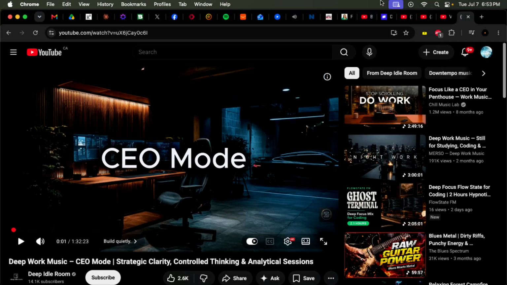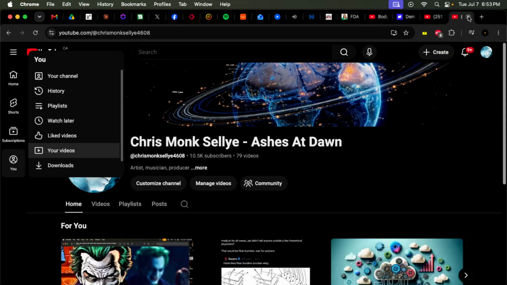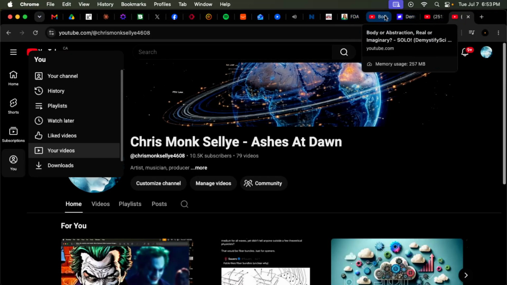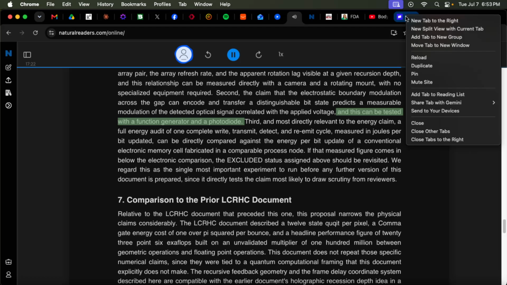Second, the claim that the electrostatic boundary modulation across the gap can encode and transfer a distinguishable bit state predicts a measurable modulation of the detected optical signal correlated with the applied voltage. And this can be tested with a function generator and a photodiode.